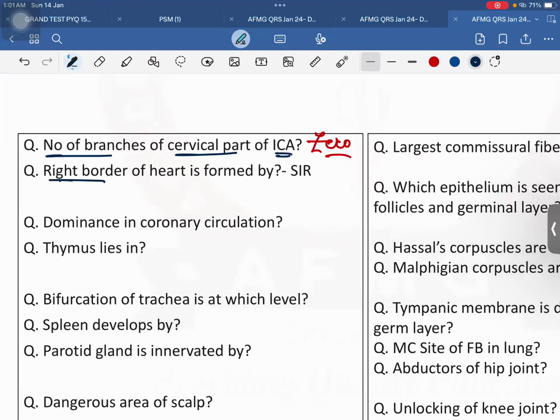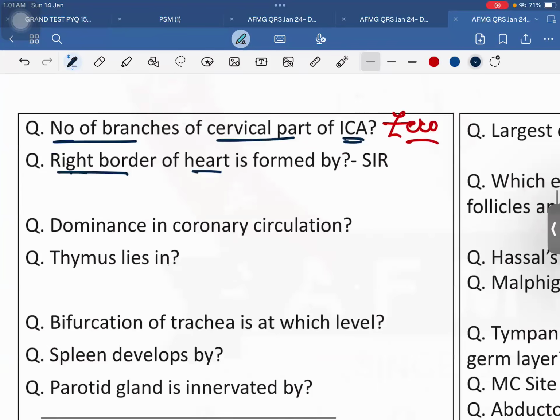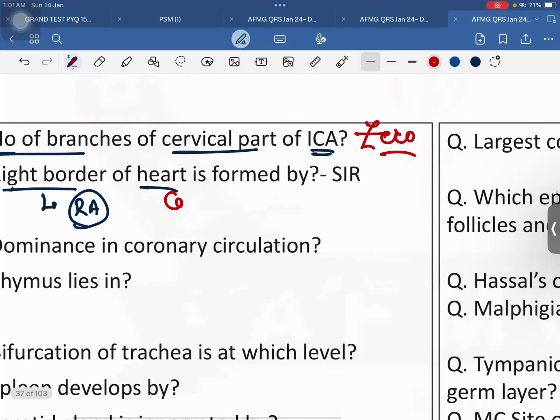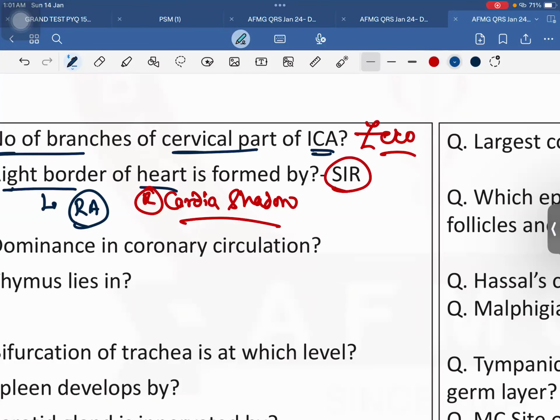Right border of the heart, if they ask you. Please remember, anatomically the right border of the heart is only formed by the right atrium. But if they ask you the right border of the cardiac shadow, then the right cardiac shadow is formed by 3 structures. Remember SIR: S for superior vena cava, I for inferior vena cava, and R for right atrium.